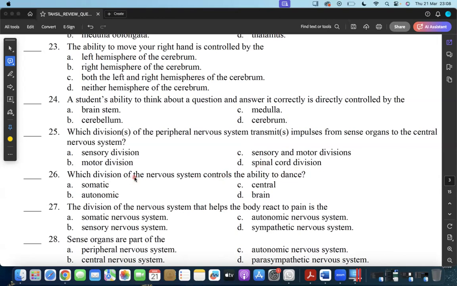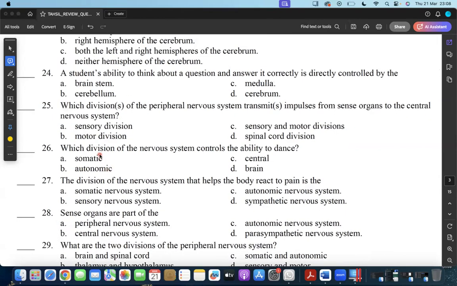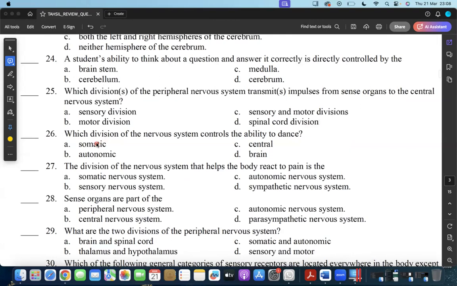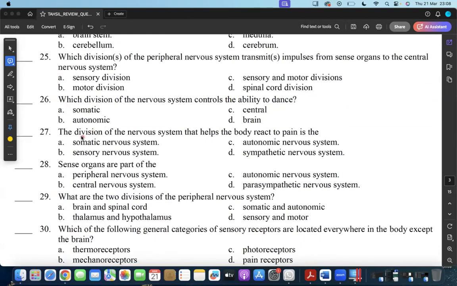The motor division, which is the one that carries the feedback from the brain to the sense organs, is not correct. So the most correct of all the options we have is option A. Therefore, question number 25's answer is A. Question number 26: which division of the nervous system controls the ability to dance?